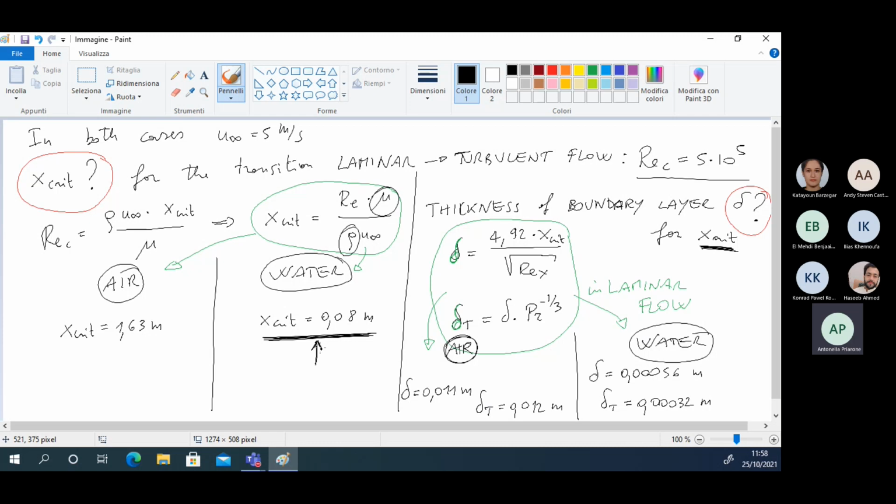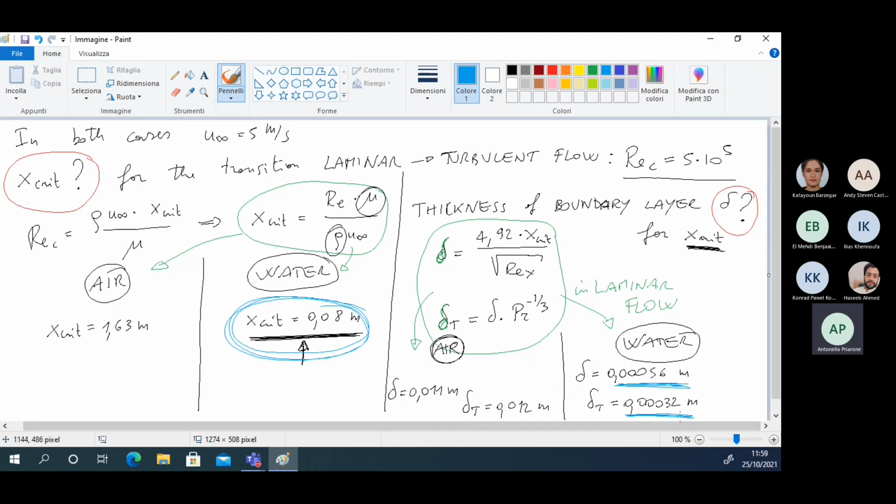Obviously, the values of the thickness for water are smaller because the length of the laminar zone is smaller in the case of water, and as a consequence also the thickness. If I consider that for water the length of the laminar flow is only 8 centimeters, I can imagine that also the values of the thickness of the velocity and thermal boundary layers are much smaller than in the case of air.